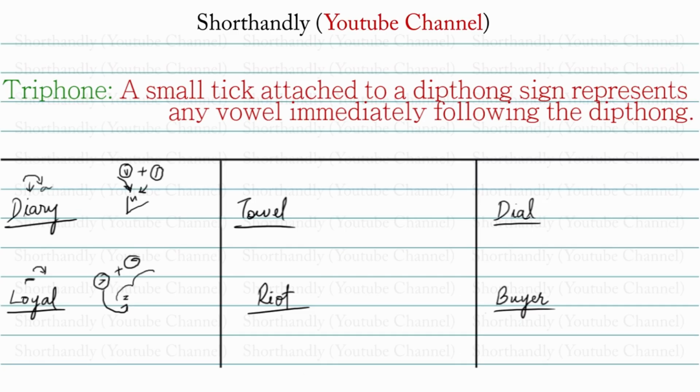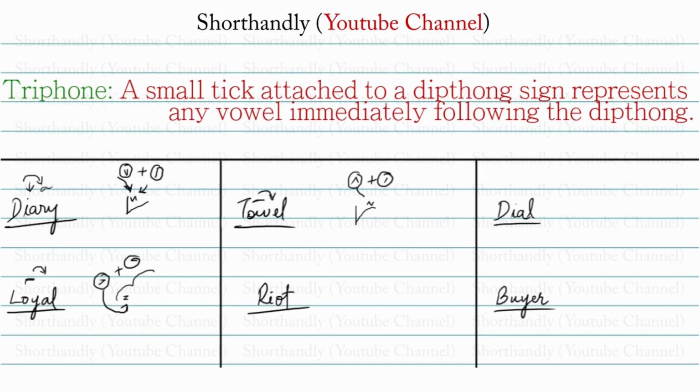Let's move to the next word. Next we have towel. So this word towel will be written like this. Alright, so see, we first made this diphthong ow as in now, and then we attached a small tick to represent our vowel sound also, because this word is pronounced as towel. So just after ow, we just have a little bit of the sound of e also, as in pen. Alright, so that's how you make the word towel.